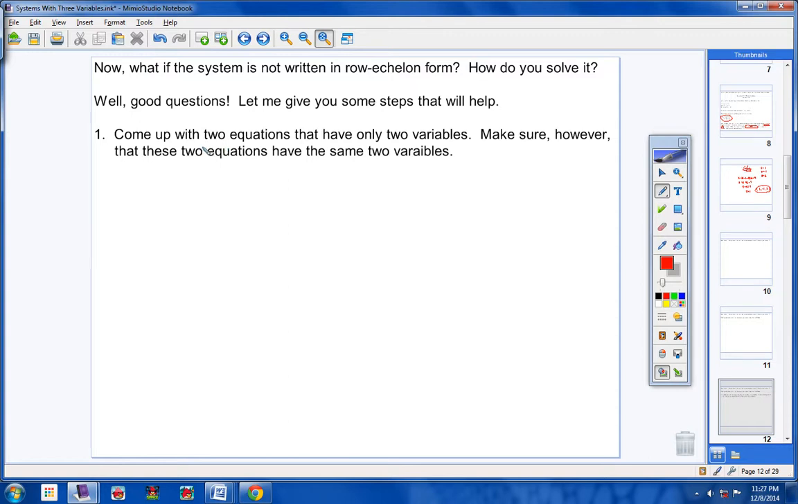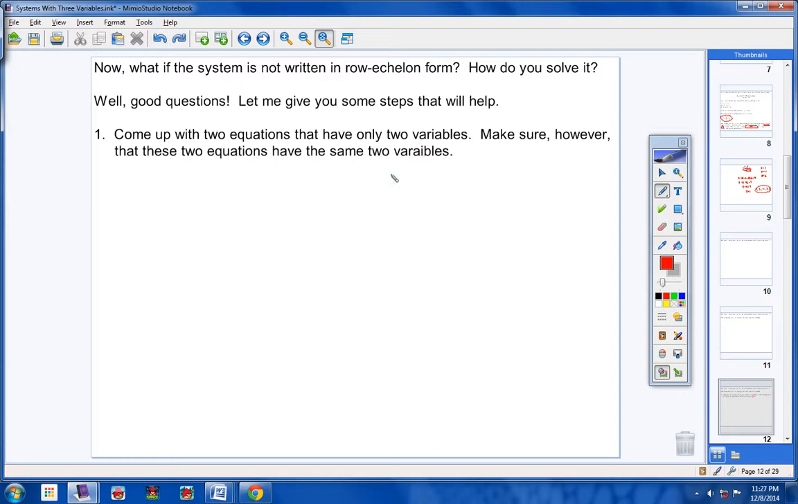First of all, you want to come up with two equations that have only two variables, okay? I will teach you how to do that in just a couple minutes. Make sure, however, that these two equations have the same two variables. In other words, and yes, I do know how to spell variables. That was a mistake there.